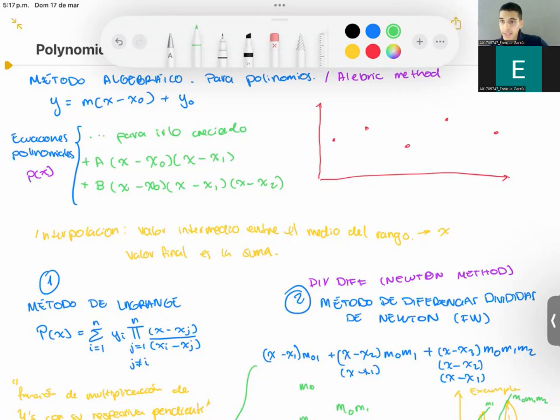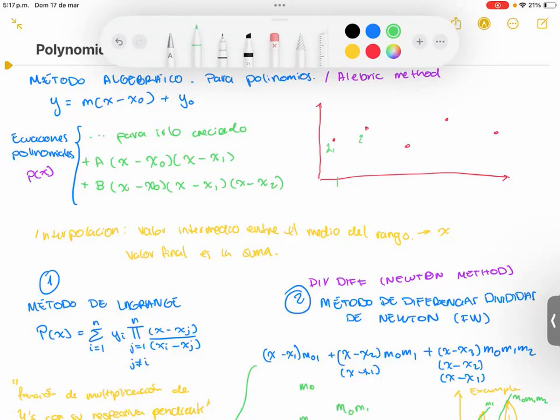Basically, what this means is that you will be given these values. You will have Lagrange 1, Lagrange 2, or well, these are the set of points that you have. And now what you want is to get a function p. Let's say this is x1, this is x2, this is x3, x4, and x5.